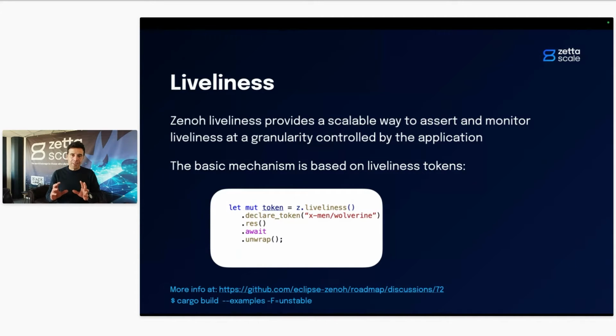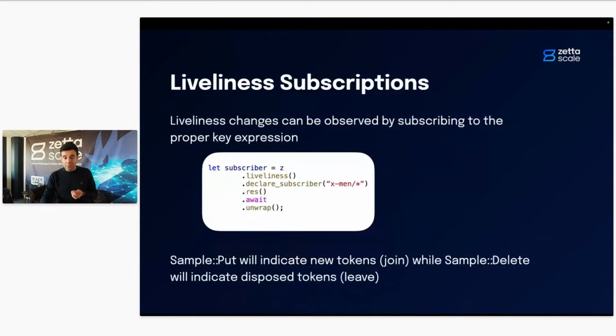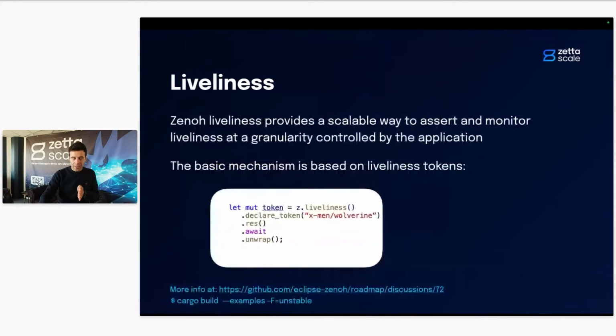So the basic mechanism that liveliness provides is that of the liveliness token. An application can just declare a token and say, hey, I'm Wolverine, okay, my runtime. And then other applications are able to monitor the liveliness or the availability of this token. So you can do a subscription on liveliness tokens. Notice that this is just a subscriber that you're declaring on the liveliness feature of a session. So z is our session, .liveliness, .declare_subscriber, and before that we had z.liveliness.declare_token.